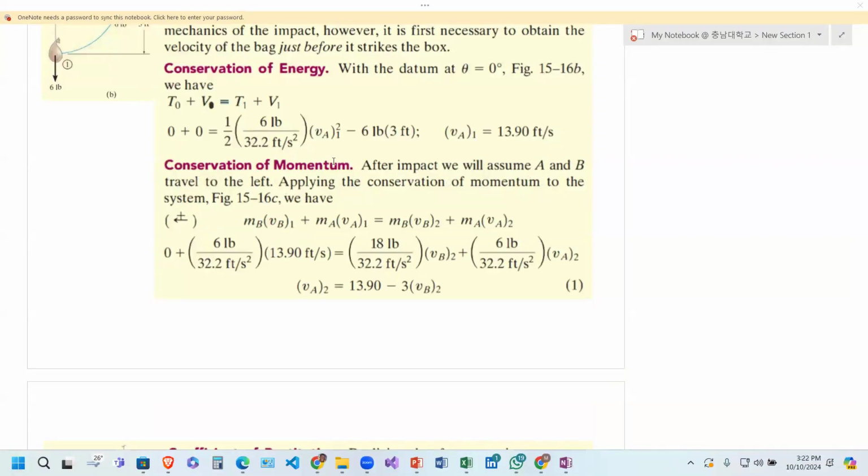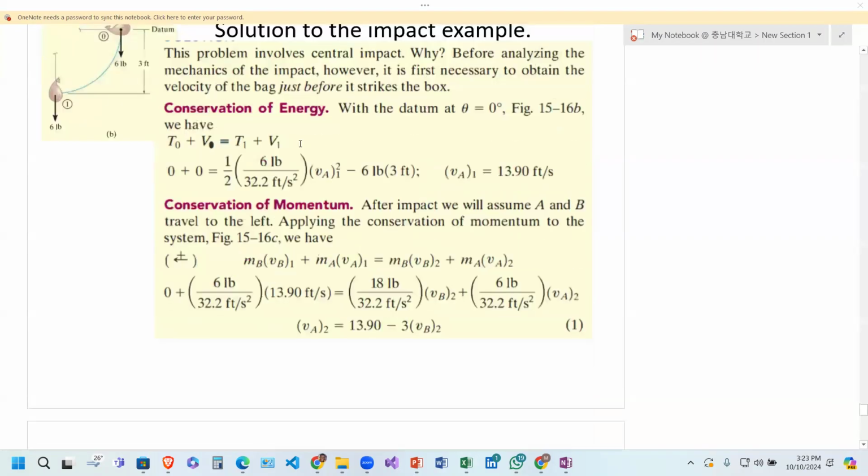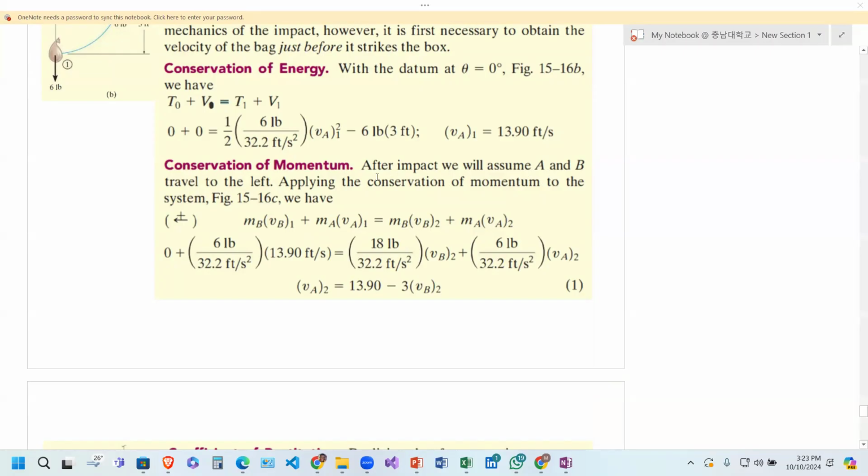So now, after impact, we will assume that A is the bag, and B is the box. After impact, we assume that A and B travel to the left. That means that once our bag hits the box, it will move to the left, right? That means that the box will have more force, so it will move with a bigger velocity, pushing this thing to move to the left. So that's what we're trying to say.